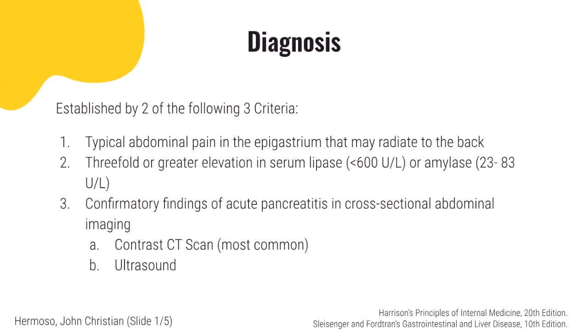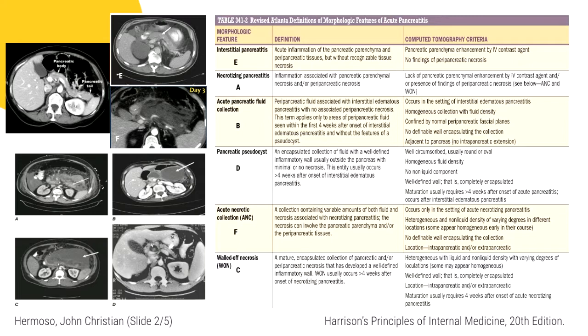So now we move on to the various morphological features of acute pancreatitis that may be seen on CT in order to establish a diagnosis. For reference, we have the top left image, which is a normal pancreas seen on CT. So let us first look at image E, which is interstitial pancreatitis. Note that you can still see the pancreas, but the parenchyma is just a bit enhanced and there's no necrosis seen.